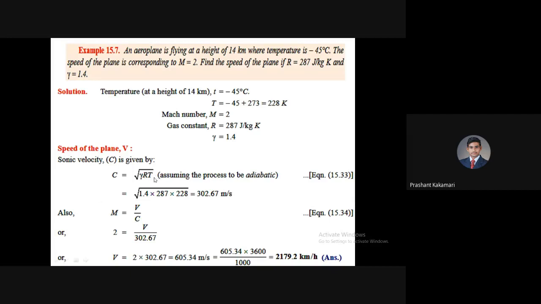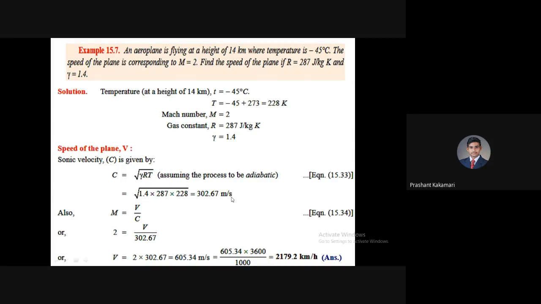Now coming to this equation, I'll substitute to find the speed of the sound or sonic velocity of the disturbance. That is square root of 1.4 into 287, the R value, and the temperature value, after converting to Kelvin, is 228. So finally we got the speed of sound in air. Speed of sound in air is always near between 320 and 340. So it is 302.67 meter per second, because it depends on temperature and also the different characteristics of the air. So now we got the sonic velocity is around 302.67 meter per second.